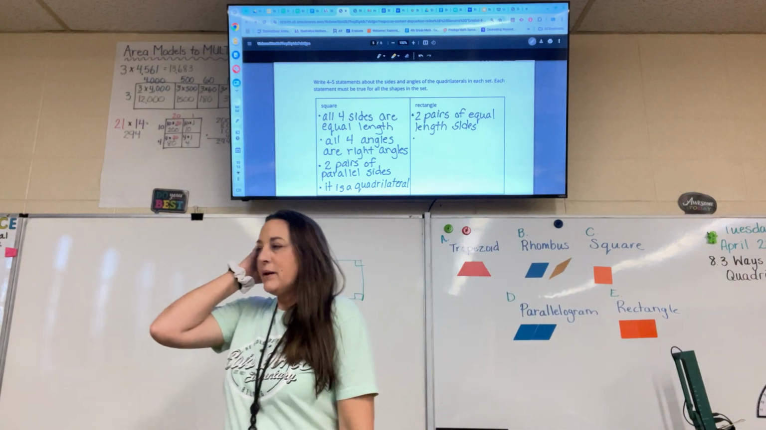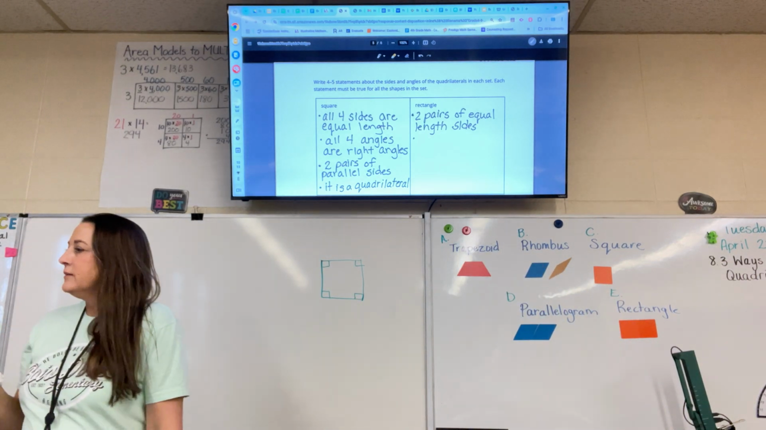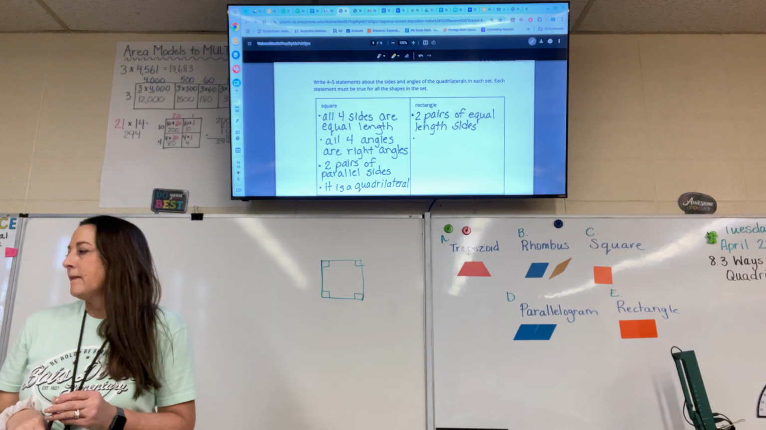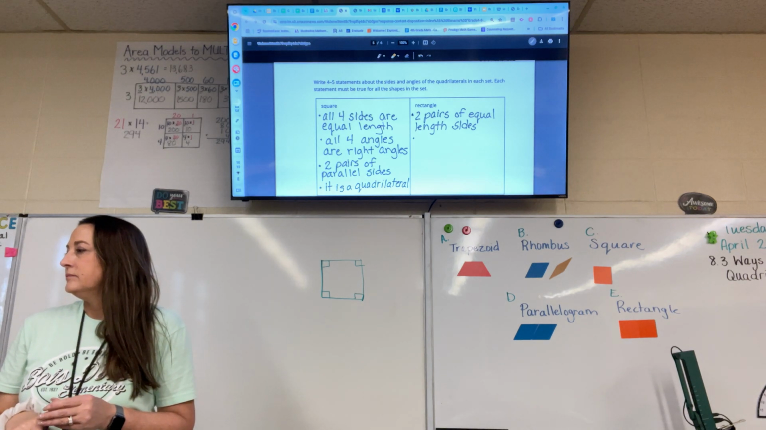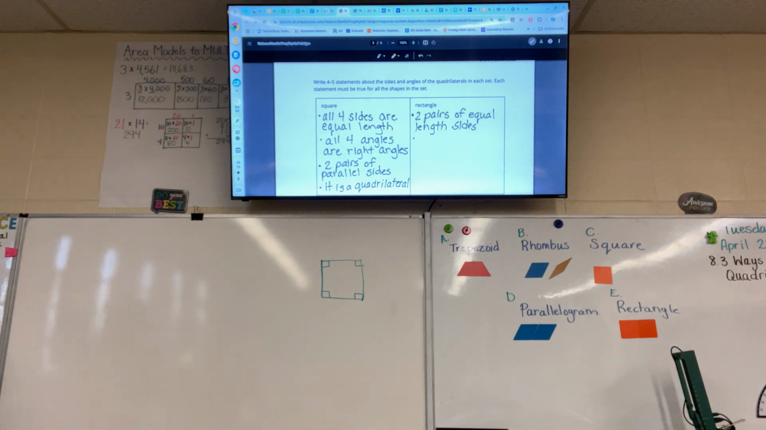What do we notice about the angles, Lila? It has 4 sides and 4 corners. That's not what I asked you. What do you notice about these angles? What kind of angles are all of those?